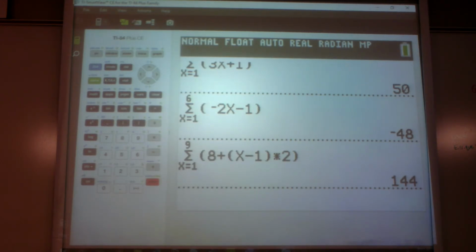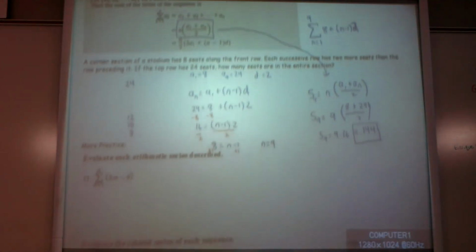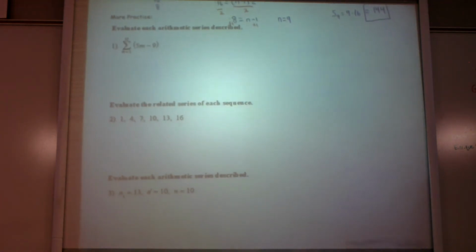Alright, let's go back now. We've got 3 practice problems. First one is sigma notation or summation notation. Now, could you do this by hand and plug in 1, then 2, then 3, all the way to 15? Yes, but that's 15 terms, that's quite a bit. Can you just do this on your calculator? Yes. Let's just do that together real quick here.